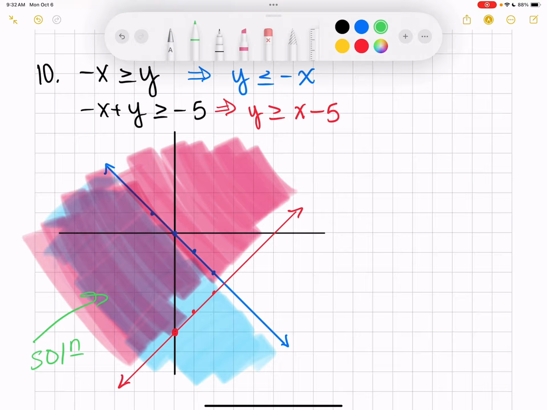Now I'll check the second one, and we'll show that we've done it correctly. So I've got 0 is greater than or equal to -1 minus 5, so -6. 0 is greater than or equal to -6. That's true, so I know that my solution is good. You can either mentally check it, or you can write it down and check it, or you can choose not to check it and really hope that you shaded correctly.